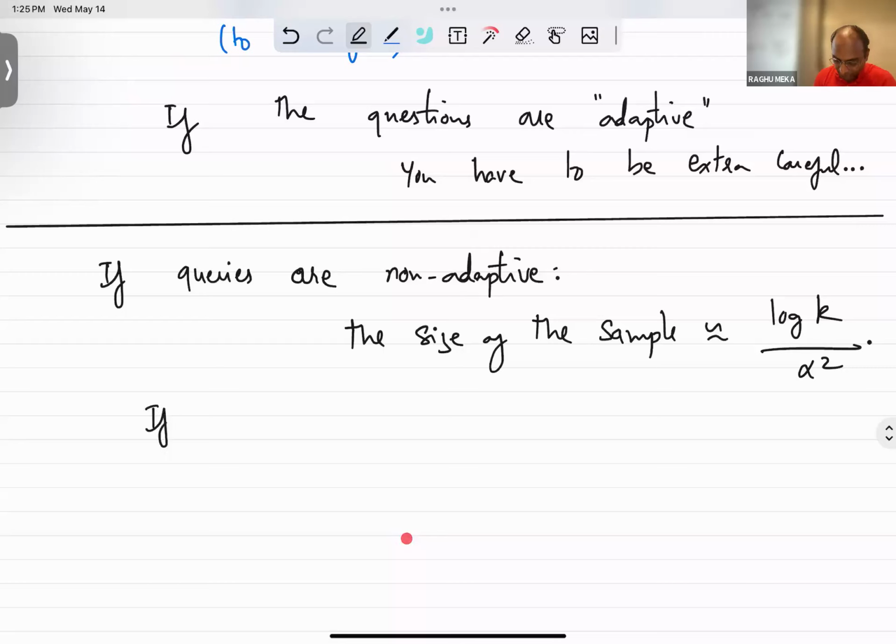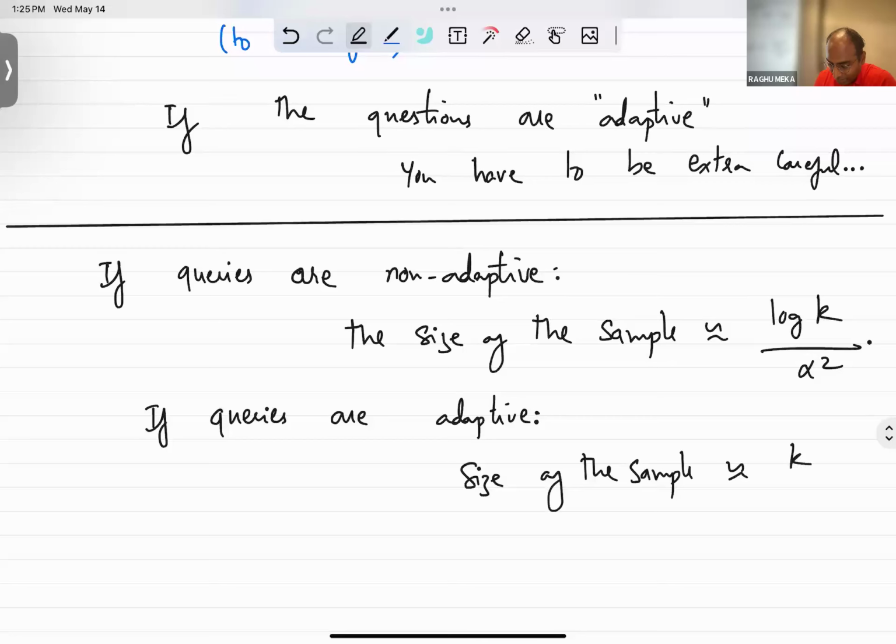So if queries are adaptive, then the size of the sample needed is roughly k over alpha squared. Okay. So the number of sample points that you need grows with the number of queries that you're doing.